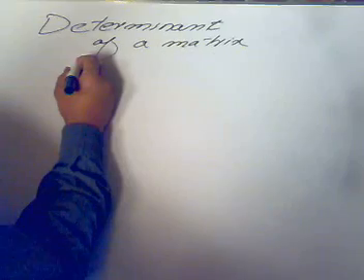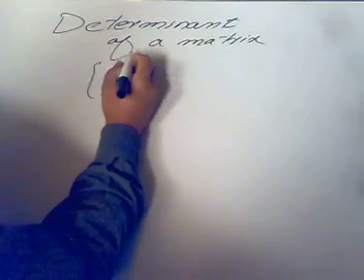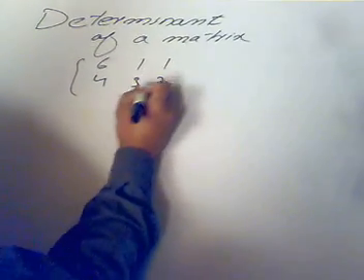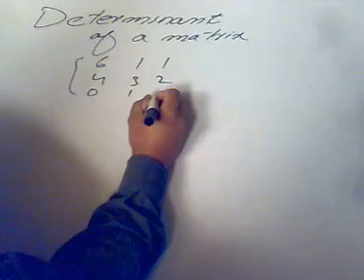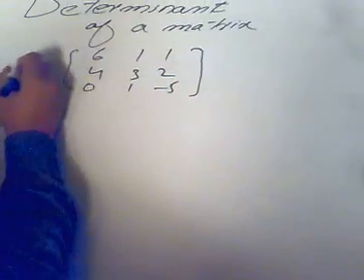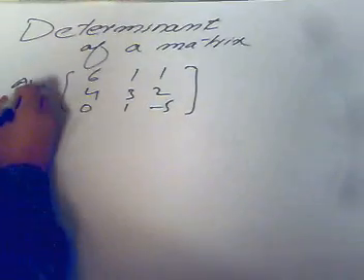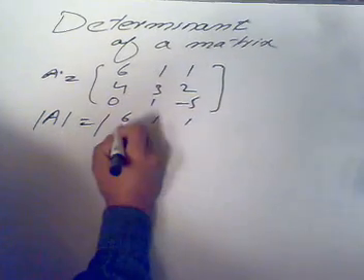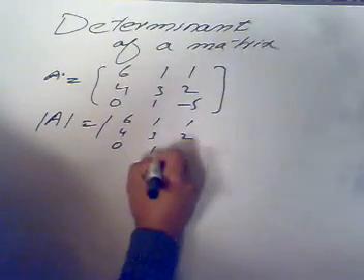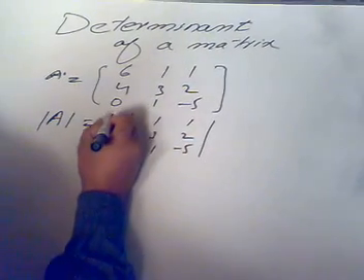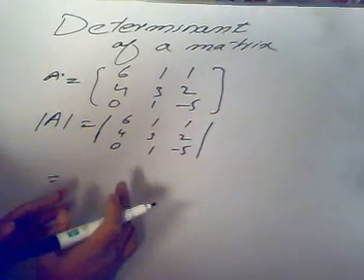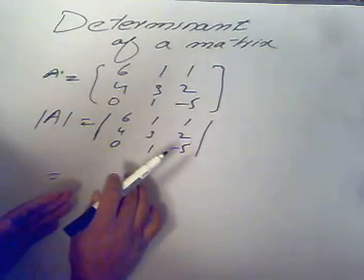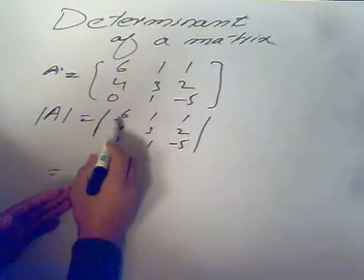Suppose we have a matrix over here: 6, 1, 1, 4, 3, 2, and 0, 1, negative 5. Suppose this is a matrix, let's name it A, and I want to calculate its determinant. It would be the determinant of 6, 1, 1, 4, 3, 2, 0, 1, -5. Now here comes a tricky part. You can solve it through any row or any column, but traditionally people solve it through the first row.